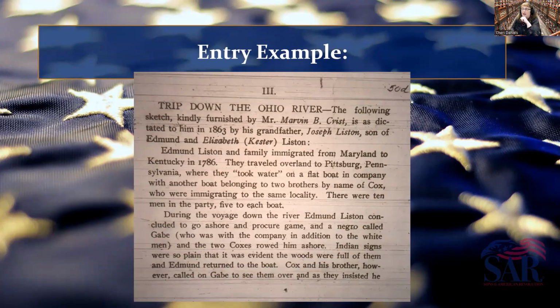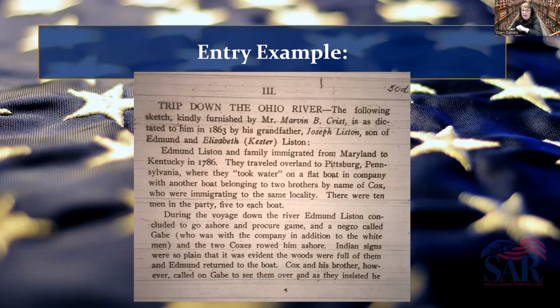Edmund Liston and family immigrated from Maryland to Kentucky, 1786. They traveled overland to Pittsburgh, Pennsylvania. Remember the Pittsburgh area? This is where the river they were talking about in the previous account is, where they took water on a flatboat in company with another boat belonging to 2 brothers by the name of Cox, who were immigrating to the same locality. There were 10 men in the party, 5 to each boat. During the voyage down the river, Edmund Liston concluded to go ashore and procure game, and a Negro called Gabe.